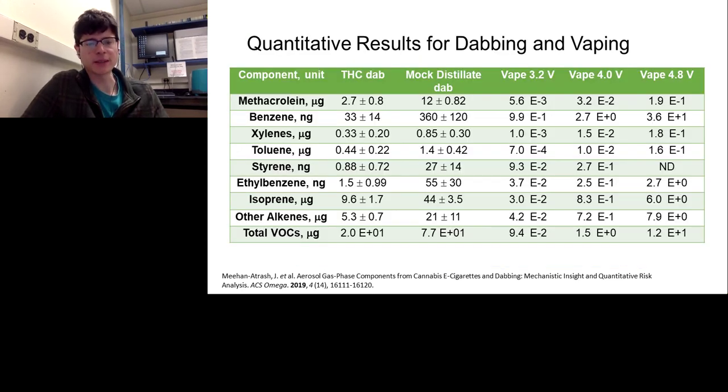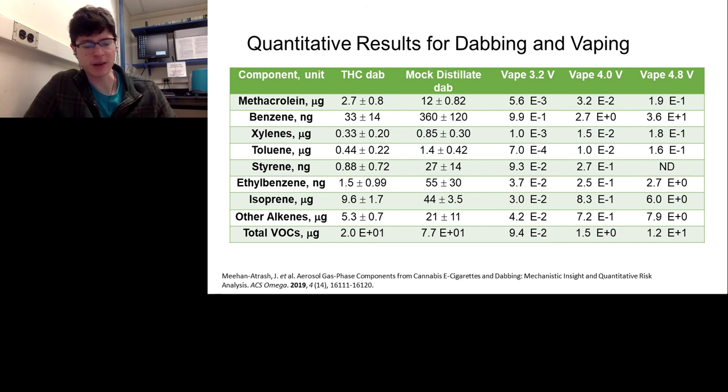And we were able to quantify some of these degradation products that were present in the aerosol. We have methacrolein, benzene, toluene. These are all things we made a calibration curve for. And you see here at the top, the THC dab and the mock distillate dab. For the mock distillate, we purchased analytical grade THC and added terpenes to it. This was 90% THC and 10% terpenes. And you can see there's a really significant increase from just dabbing THC to dabbing THC and terpenes, a large increase in the degradation products.